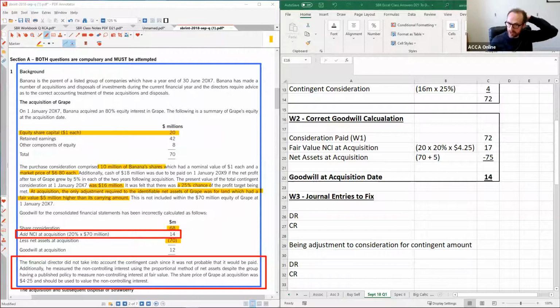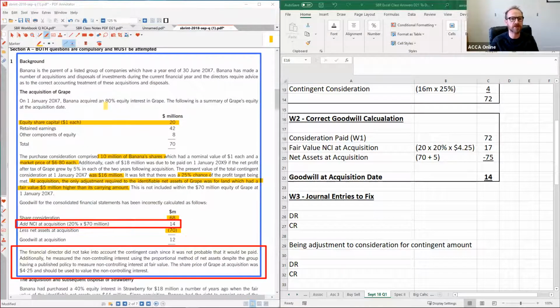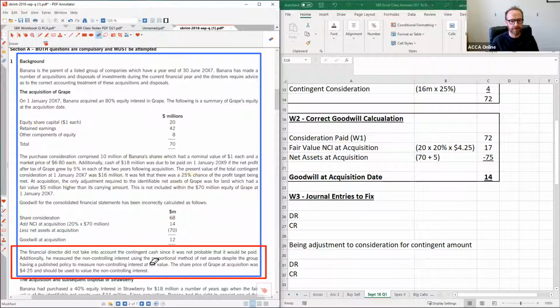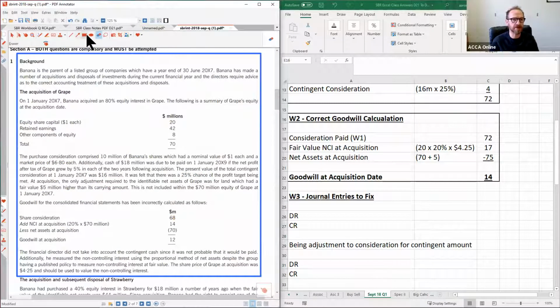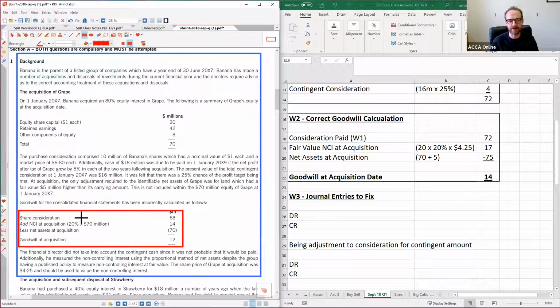Right, okay, so that's the correct goodwill calculation. They had done it incorrectly. So the goodwill calculation that they had done is here, and it had various mistakes in it, which we need to fix. We need to fix the consideration, we need to fix the NCI, and we need to fix the net assets.